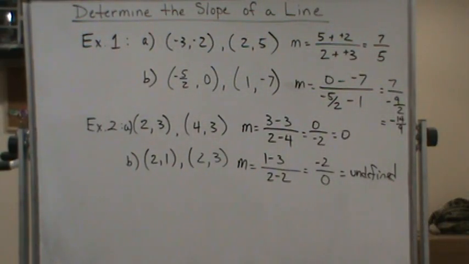So you could get a positive slope, you could get a negative slope, you could get a slope of 0, and you could get an undefined slope. Now in the next video we're going to talk about what these slopes mean as far as the graph. What does the graph of these lines typically look like?